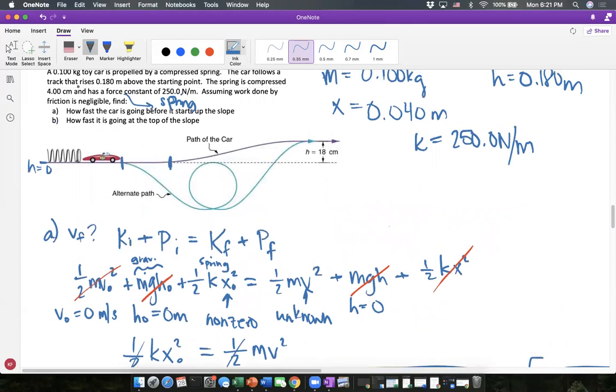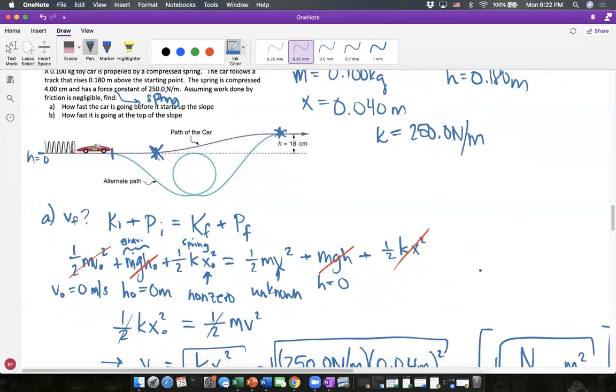So we found how fast the car was going right before it starts up that slope. So that is at this point here. Now, for part B, we want to know how fast it's going at the top of the slope. Okay, so that's going to be at this point here. We're going to use the same procedure, but now we may not cancel the same things out.